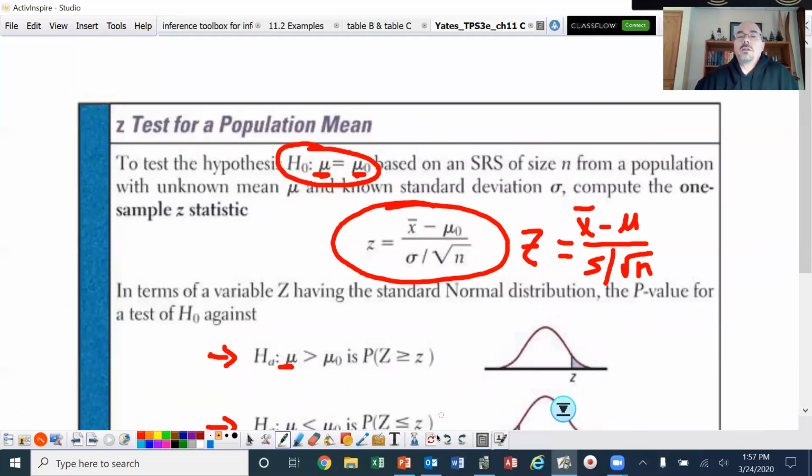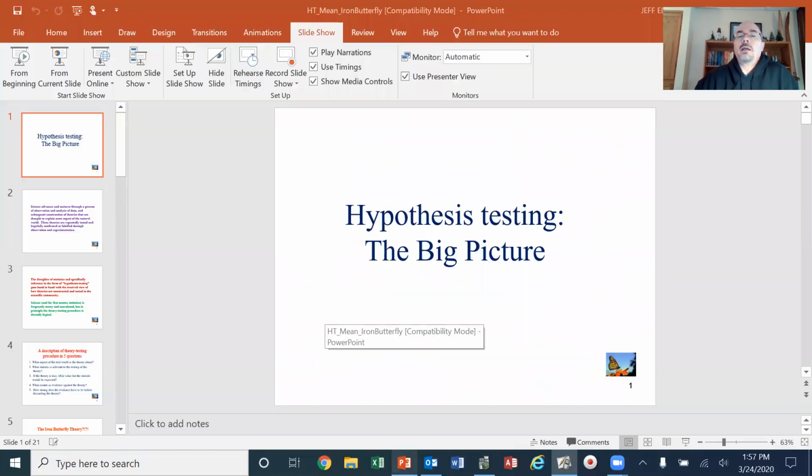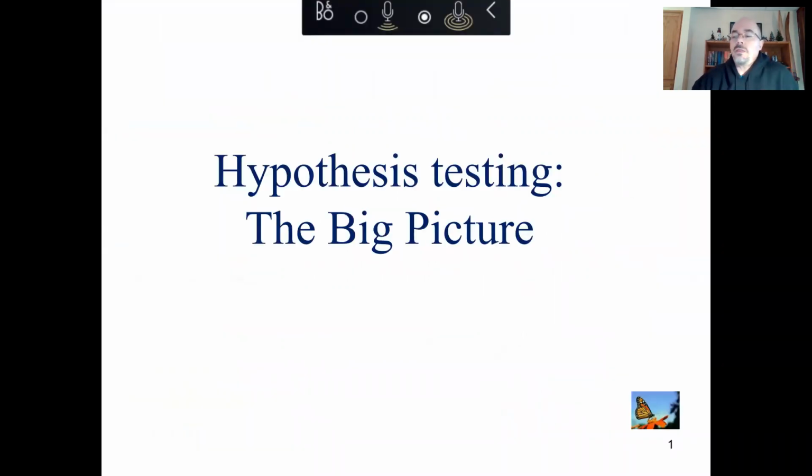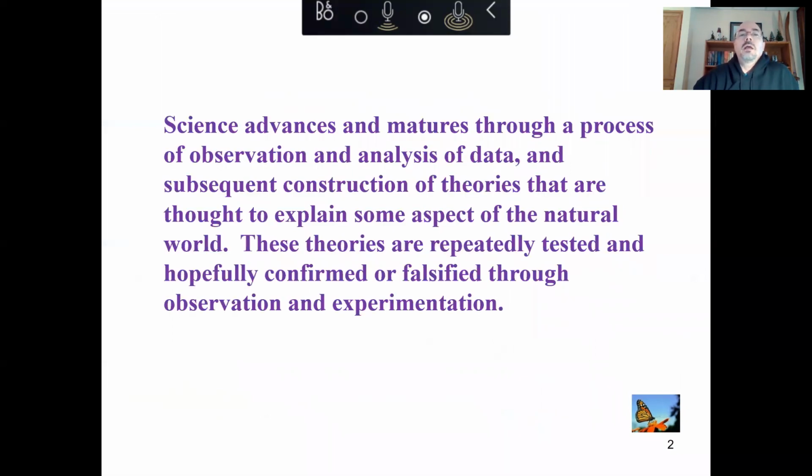All right, so let's take a look at this PowerPoint that I got at Augsburg last summer. All right, here we go. So, hypothesis testing, the big picture. Science advances and matures through a process of observation and analysis of data and subsequent construction of theories that are thought to explain some aspect of the natural world. Okay, there's a lot there to digest. These theories are repeatedly tested and hopefully confirmed or falsified through observation and experimentation.